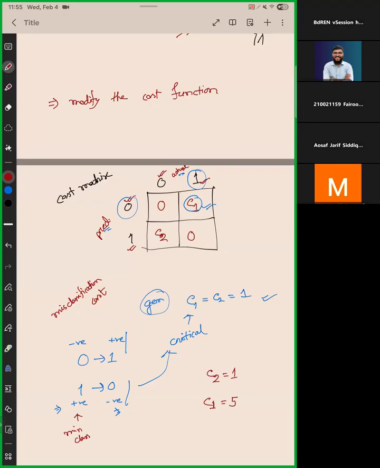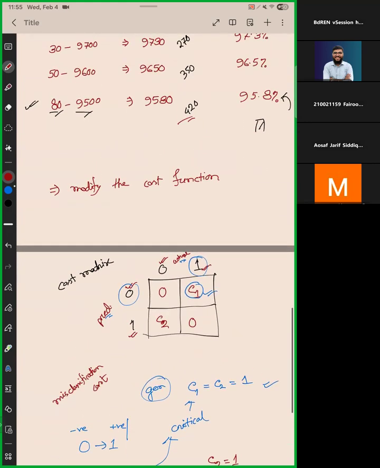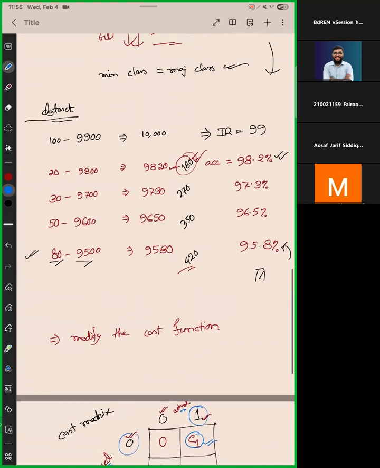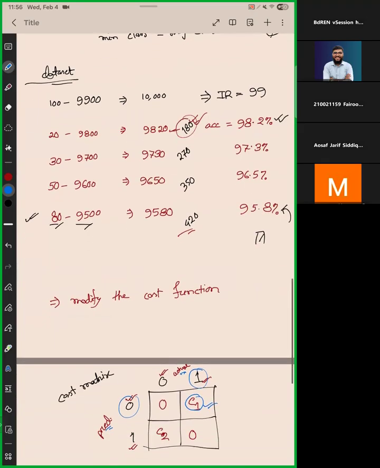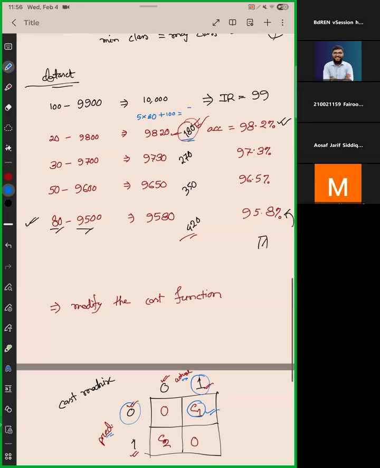So what happens then? If the minority class has 5 times more weight, look here: in the first scenario you initially had 180, but now you have 5 into 80, because there are 80 errors. So the 5 times weight is not counted as 1, but 5 times, plus 100 errors in the majority class. So this is going to be 500 now. So the cost is going to be 500 now. Are you following?